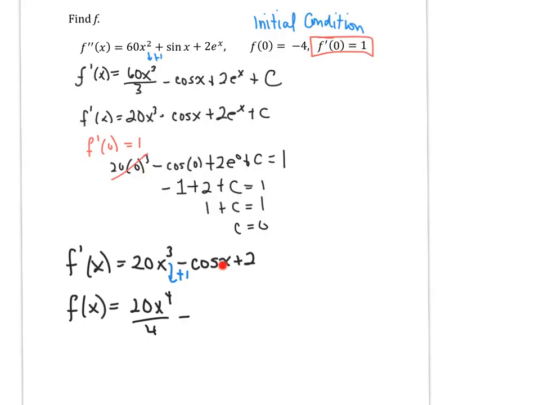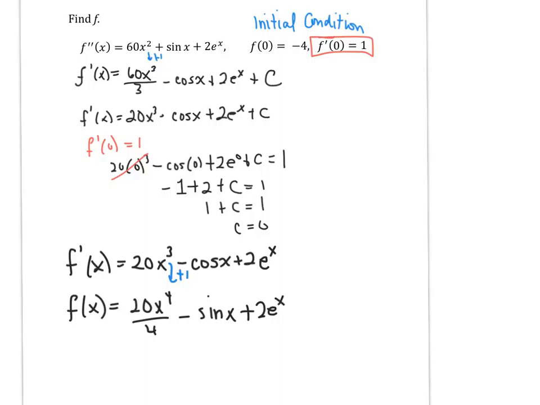The next one, what's the antiderivative of the cosine x? Well, if you remember this, if you have the function sine x, the derivative of sine x is the cosine x. And I just realized I made a small mistake. This is 2e to the x. Apologize for the mistake. But again, the antiderivative of that is 2e to the x.